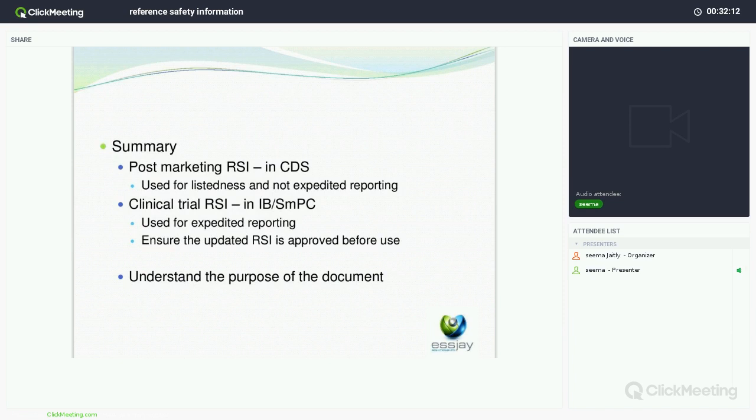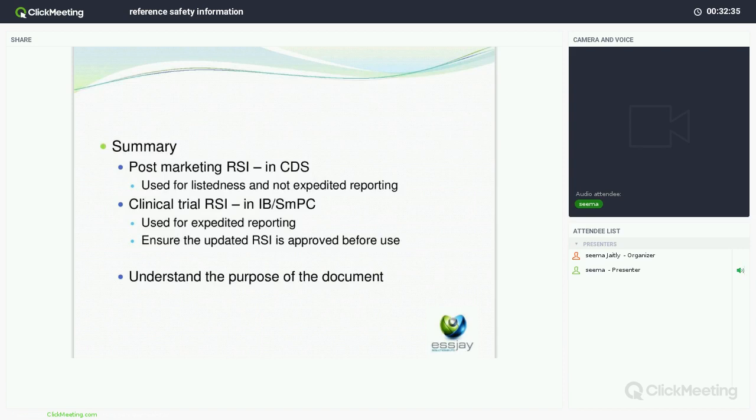It's really about managing the safety profile of your marketed product and looking at new information that comes in against that baseline. In the clinical trial setting, you've got your RSI, which is included in your IB and SPC, and that drives regulatory reporting. So that drives the reporting to the regulatory authorities, identification of SUSARs. It's a different way of using reference safety information.